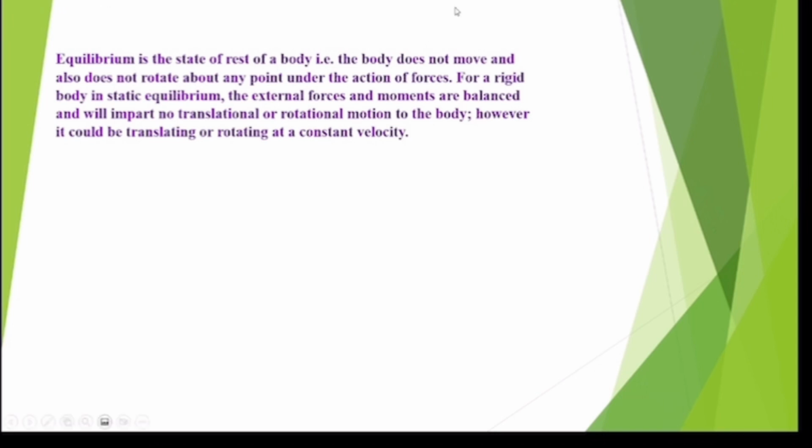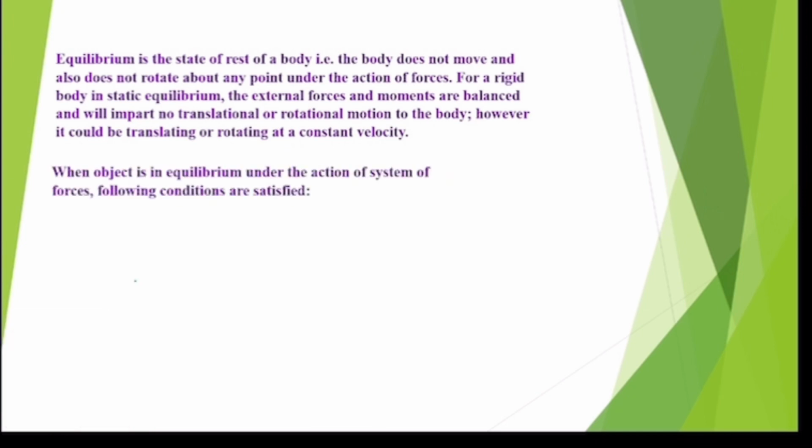So let us see about this constant velocity, how it gets rotated, and what the equilibrium of forces or equilibrium of the rest of the body is, and we can see it in this one. Mainly, these external forces and moments are balanced and it will not have any translational or rotational motion. That's how it's being defined.